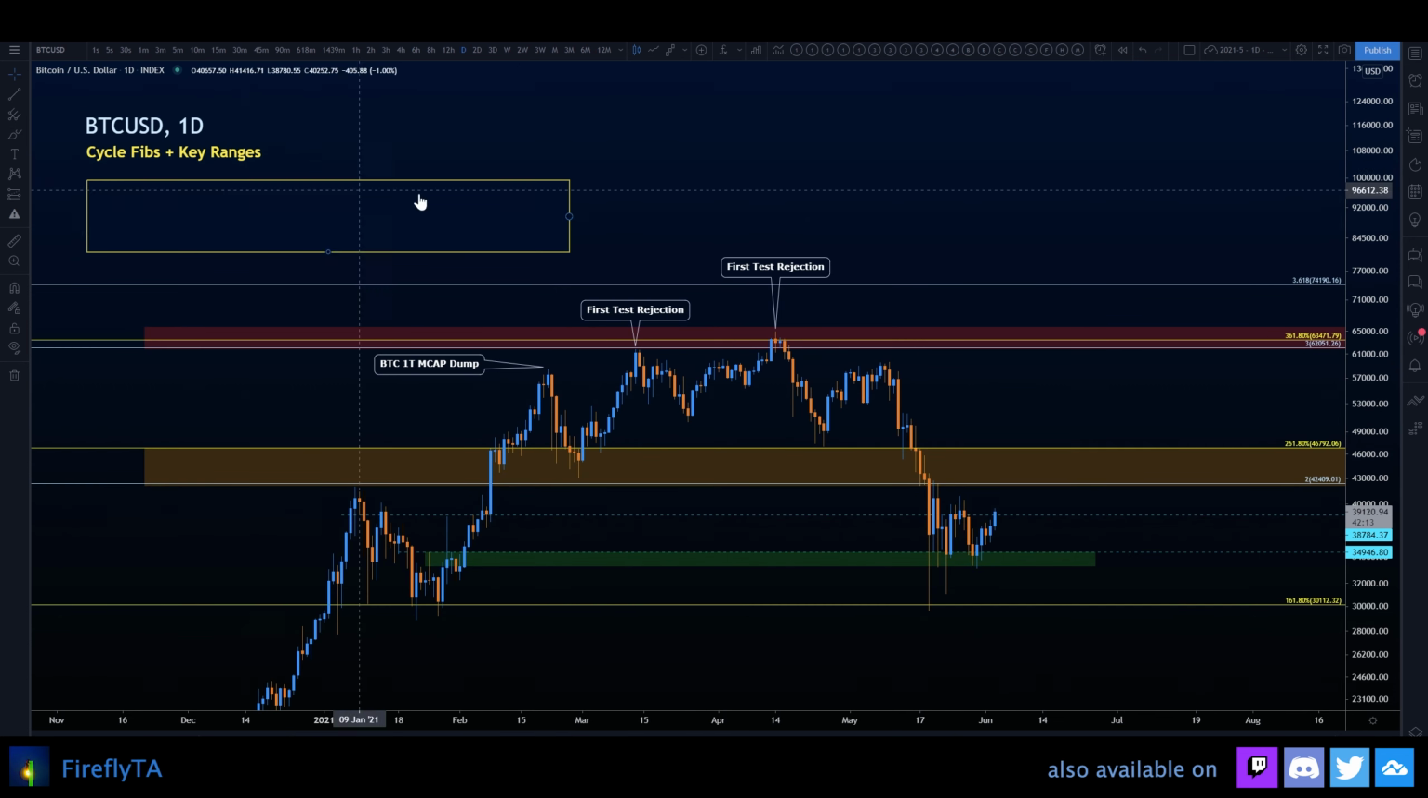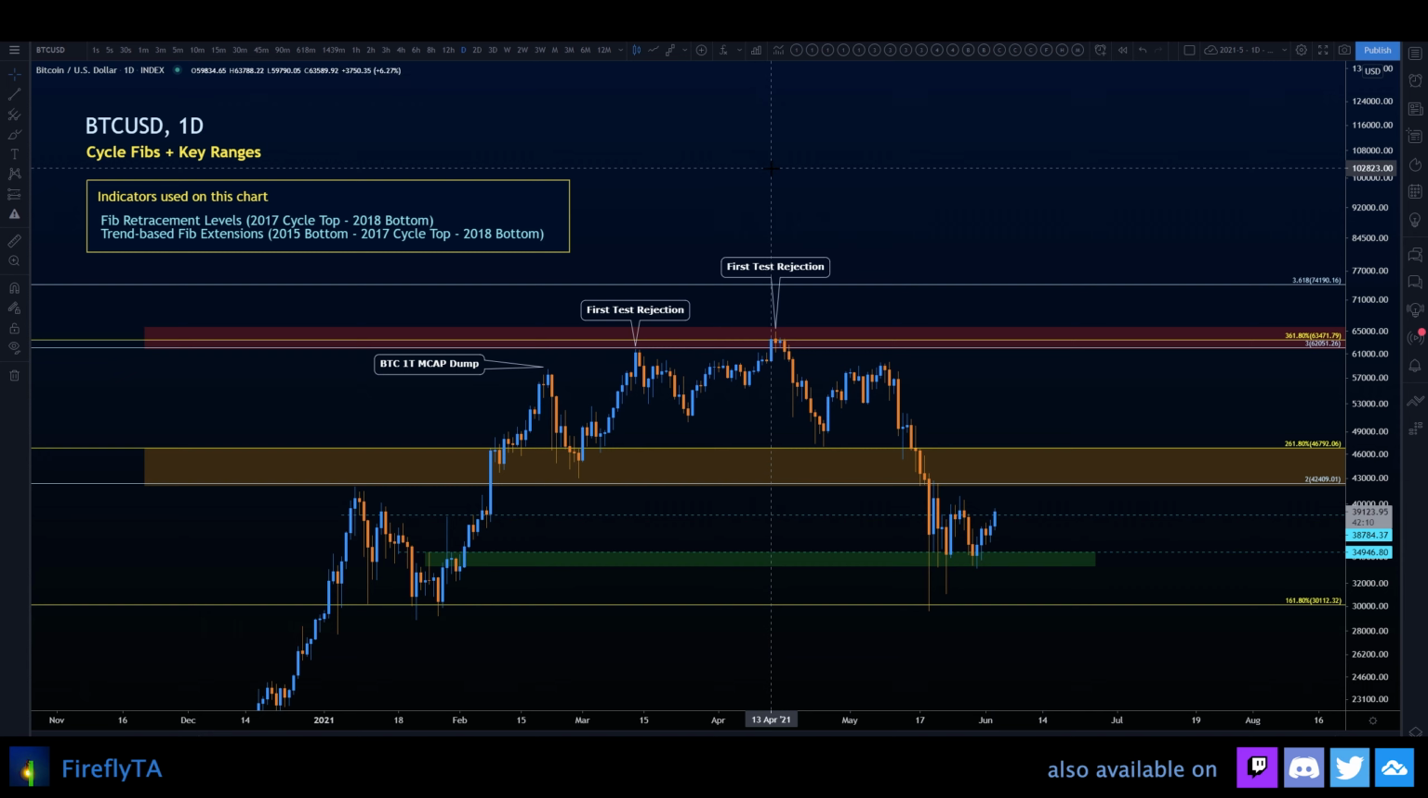Okay, this is my cycle Fib chart. Here you can see the most important static Fibonacci levels in Bitcoin right now. You can see where these levels come from over here. This is the same as on stream, and you can see we tested this 1.618 for the second time. We already got a test over here.